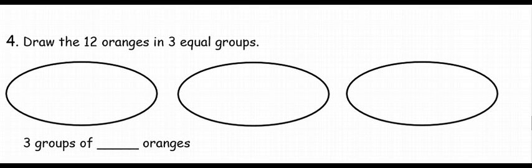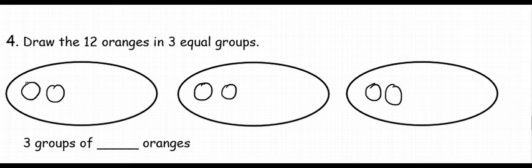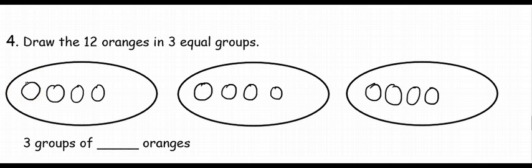Now we're going to take those same 12 oranges and put them into 3 equal groups, and I'm going to follow the same process. So we have 1, 2, 3, 4, 5, 6, 7, 8, 9, 10, 11, 12. When I put the 12 oranges into 3 groups, we now have 4 oranges in each group.